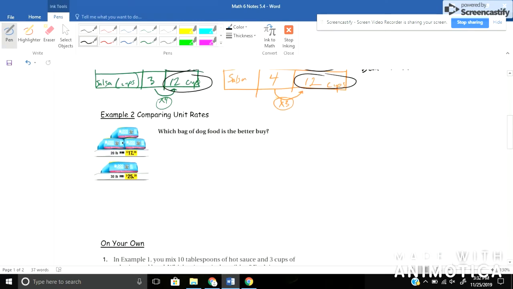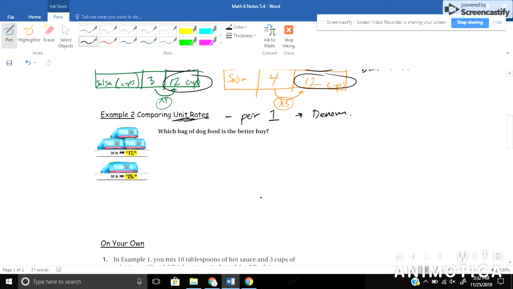Right, next up is comparing unit rates. So remember, a unit rate is per one, and a lot of times it's getting your denominator to 1. Okay, so in this case, I start off with a couple different examples of dog food, and I need to find out which one is the better buy.